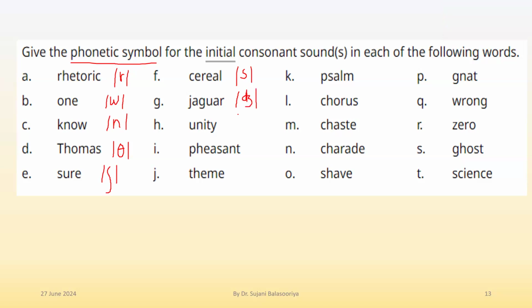What about the next word? Peasant. We have "unity", the starting sound. Think about the starting, the initial sound. Unity, yeah. That means the semivowel. That is the semivowel.